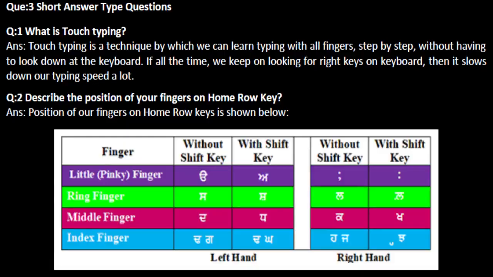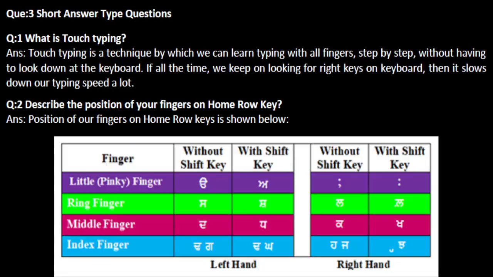Next question, short answer type questions. Students, you know, in short answer type questions, we have to write 2 or 3 sentences. So first question, what is touch typing? Touch typing is a technique by which we can learn typing with all fingers step by step without looking down at the keyboard. If all the time we keep on looking for the right key on the keyboard, then it slows down our typing speed a lot. So we have to type without seeing the keyboard.